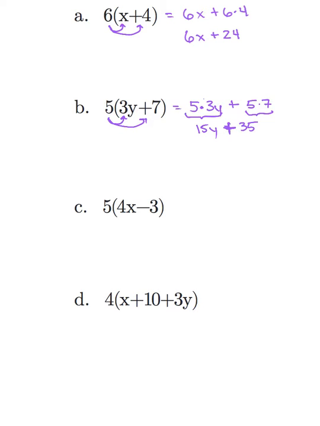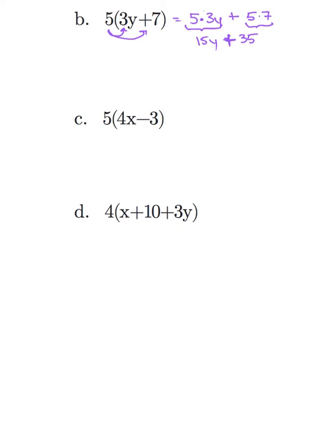Okay, let's look at example C. Again, I want to multiply everything by 5. I'm going to go ahead and just jump to the answer now. If you still need to write it out step by step, that's fine. But I'm going to go ahead and multiply 5 times 4y. We get 5 times 4 is 20. We keep the y. We get 5 times minus 3 is minus 15. And you're done.